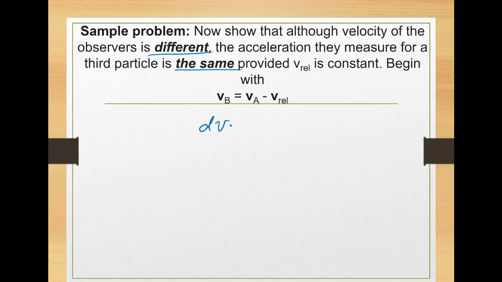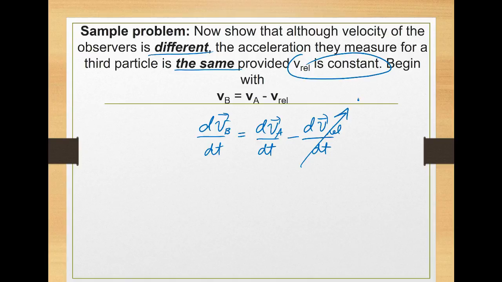So the derivative of VB with respect to t is equal to the derivative of VA with respect to t, minus the derivative of V relative with respect to t. But we're told that V relative is constant, so that means this derivative drops out, and we simply have that these are equal. Therefore, the acceleration that B measures is the same as the acceleration that A measures.